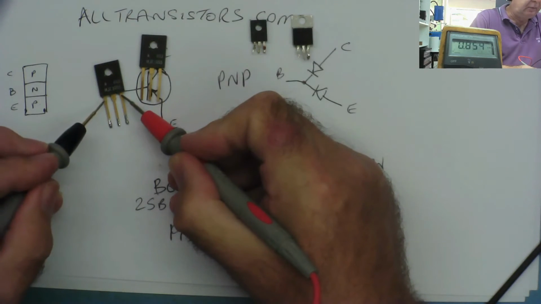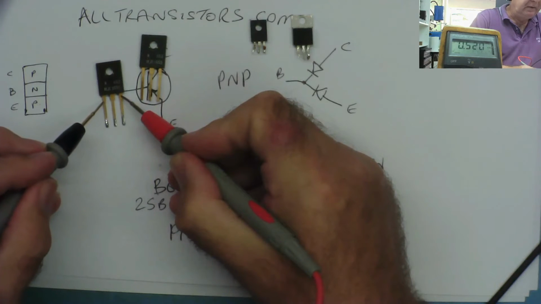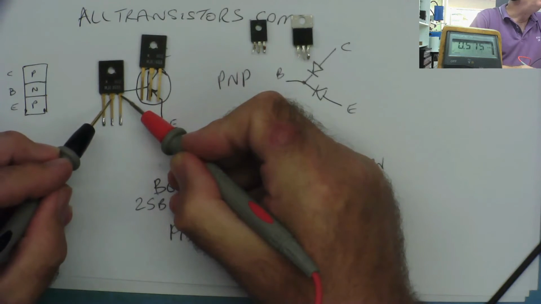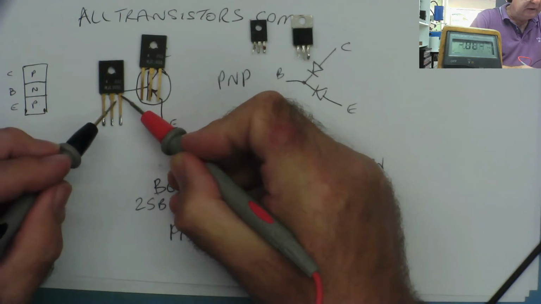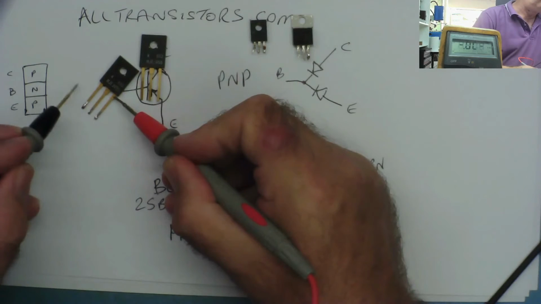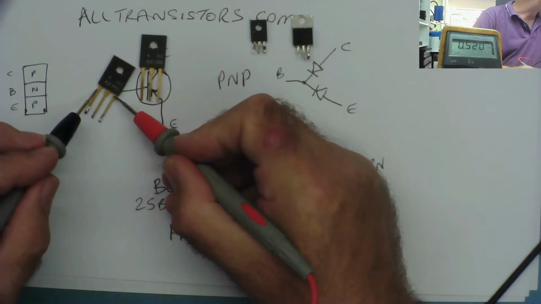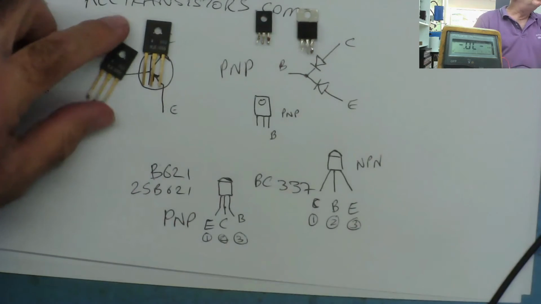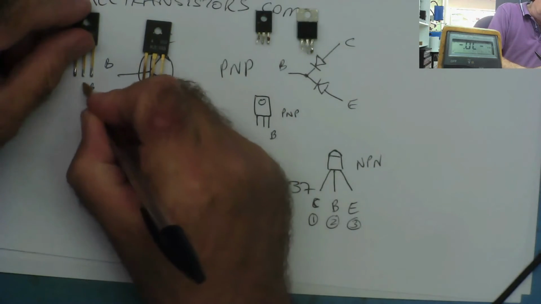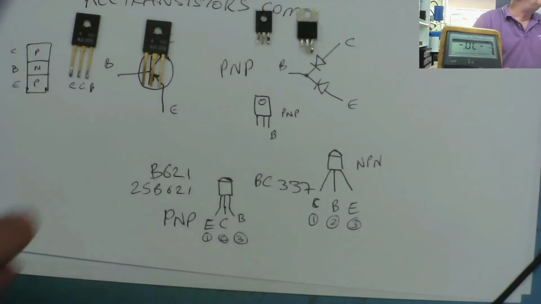515, 520. So base collector emitter. On a power transistor, almost always the collector's in the middle anyway. Almost always, yeah. 515, 520. So this one we seem to have base collector emitter, and it appears to be a good transistor.